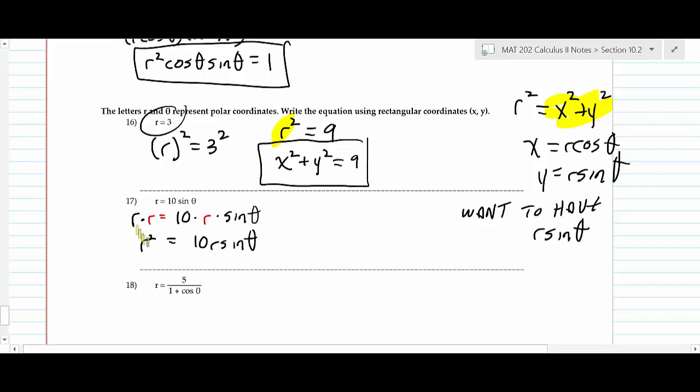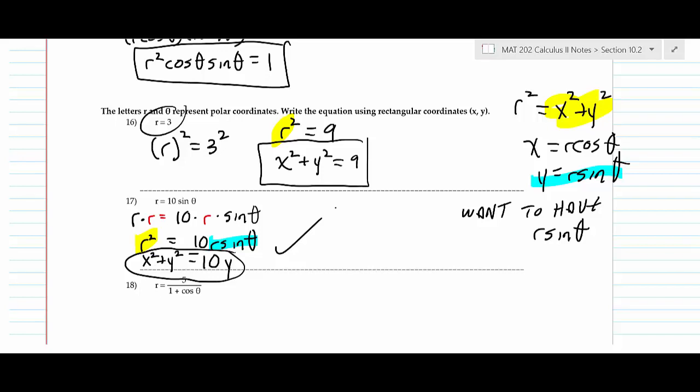Okay, so what is r squared? X squared plus y squared. Okay, what is r sine theta? Y. That's why I did that. So now I get 10y, and then you're done. It's good enough for what we're doing to just stop there. So if you have a sine, try to make it into an r sine. If you have a cosine, try to make it into an r cosine theta.